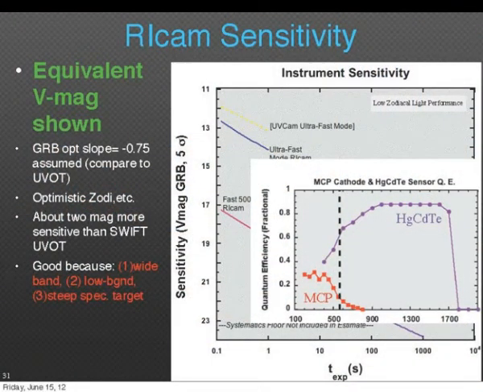And second of all, Mercantel devices, they just kick you know what. This is the efficiency of the MCP, the microchannel plate on Swift. Look at the efficiency curve of Mercantel. All above 80% all the way from 5,000 angstroms to 2 microns.